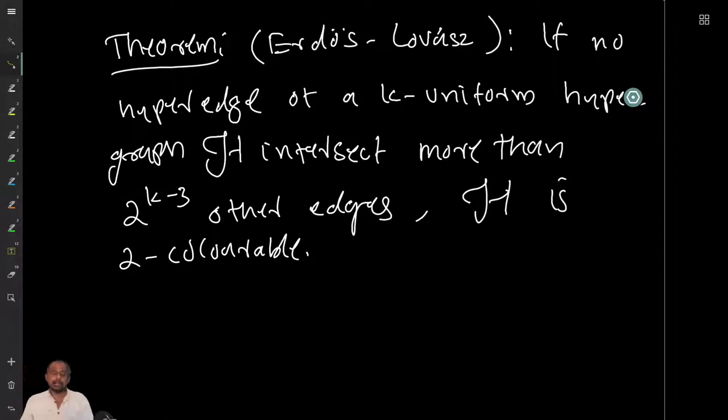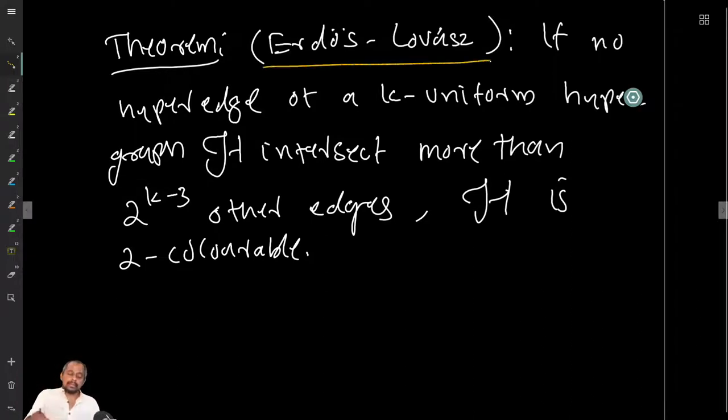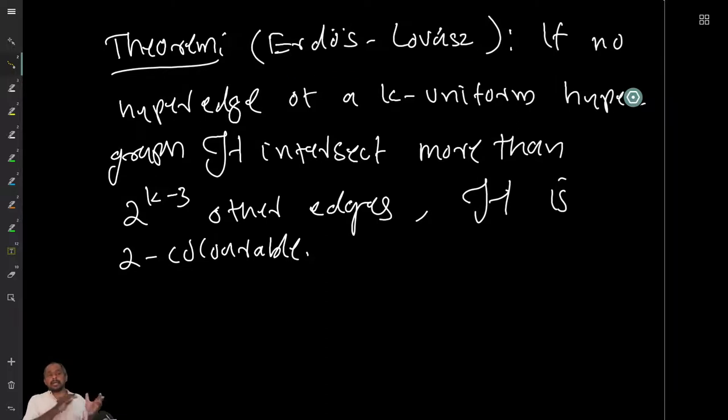Now, here is one of the results that we want to look at today. This is proved by Erdős and Lovasz. It tries to prove something similar to what we did in the previous example: you are given a k-uniform hypergraph, and you want to talk about two-colorability of this. The problem with the earlier result was that it puts a very serious restriction on the number of edges the hypergraph can have. When you are looking at a k-uniform hypergraph, the graph can only contain at most 2 raised to k minus 1 edges, and otherwise it doesn't tell you whether we can color the graph with 2 colors or not.